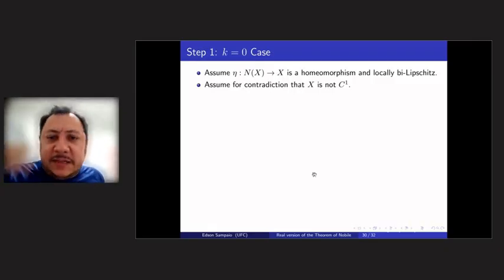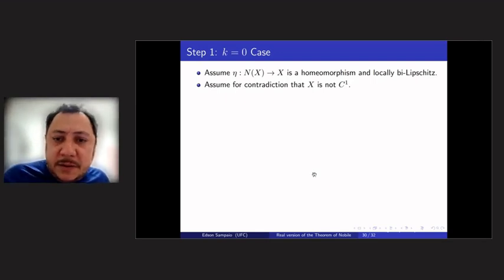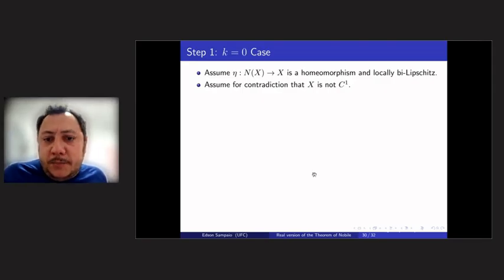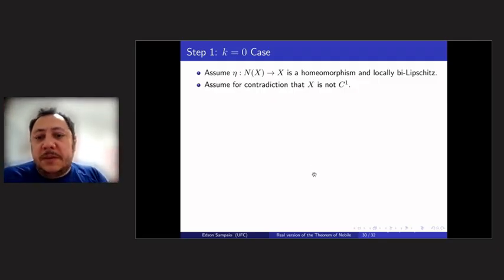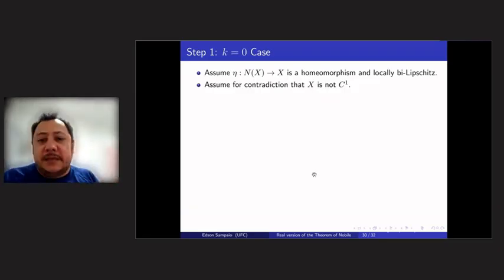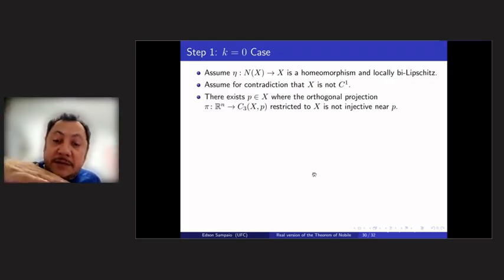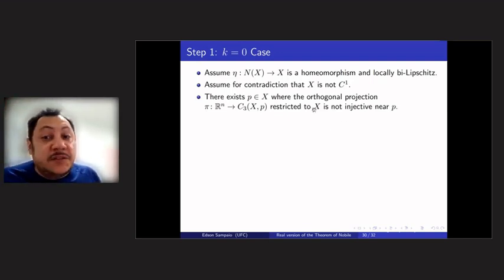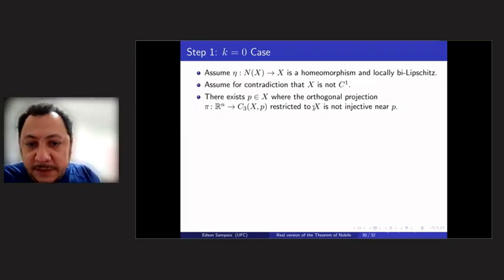And then using the techniques developed by Kurdyka, Le Gal, Nhan, they prove that in the situation that I'm in here, I can show, for example, the tangent cone here is a linear subspace at any point and varies continuously. You can prove that. And in that case, if x is not C^1, this means that there is some projection to the tangent cone such that the projection is not injective. So take a point like that. There is a point P such that the orthogonal projection to the tangent space restricted to x is not injective near P.